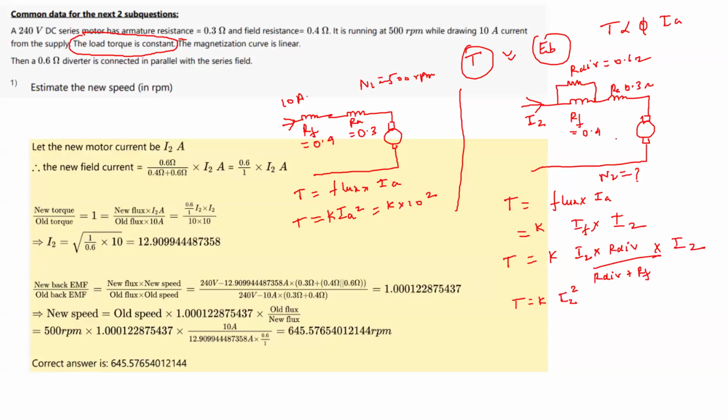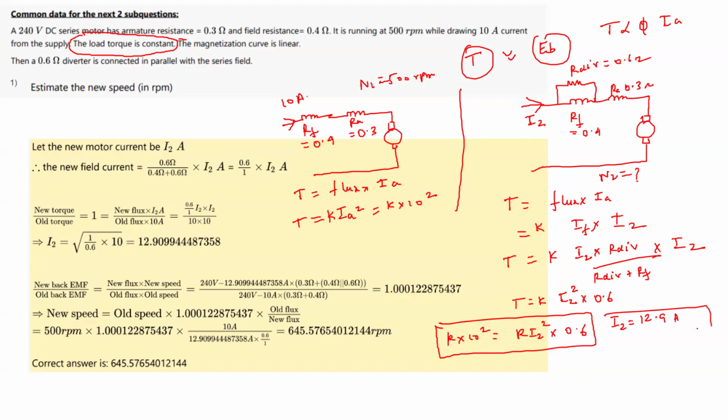R diverter is 0.6, so 0.6 by 0.6 plus 0.4. 0.6 plus 0.4 is 1, so it is 0.6. These two torques are equal; this is one equation you have. So K into 10 square is equal to K into I2 square into 0.6. From this you can calculate I2, and you will see that I2 comes out to be 12.9 ampere. This is how you solve the current using the constant torque expression.